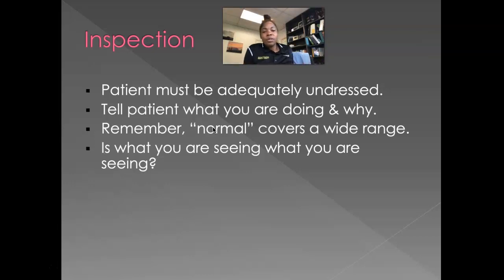And then, is what you are seeing what you are seeing? Ha! I love this one. So what do I mean by that? It means if you see swelling and it's there and they have pain, could it be a knee injury? The answer is yes. But there are times where a patient just has swollen knees and nothing's wrong.